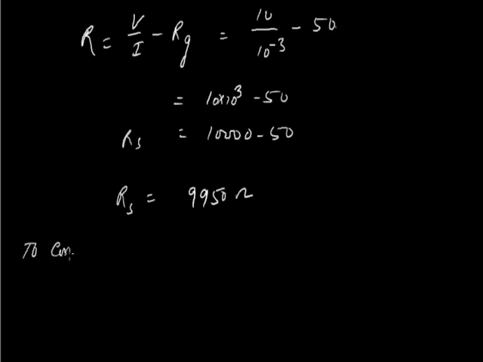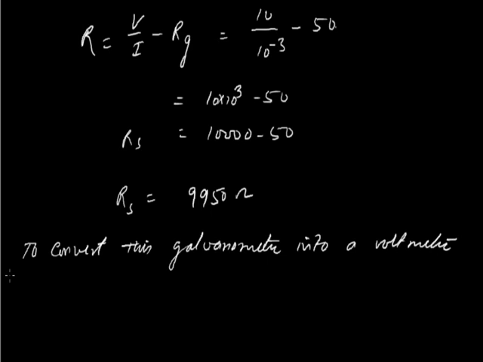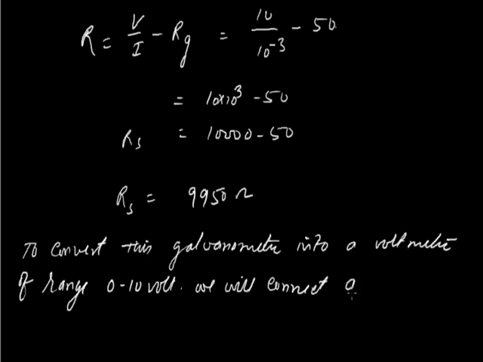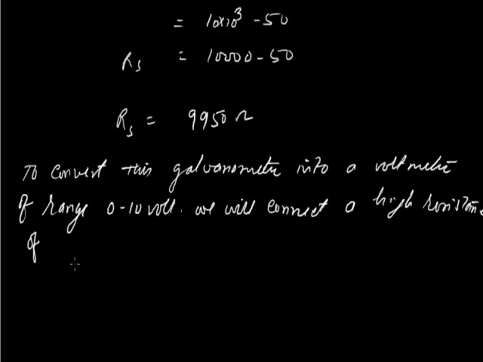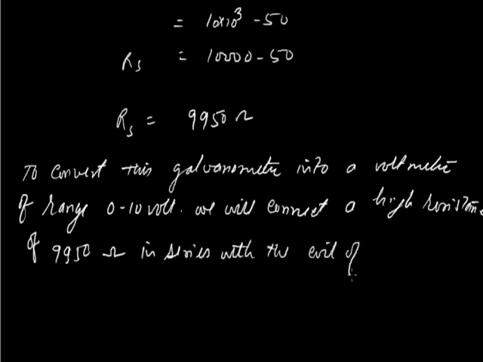To convert this galvanometer into a voltmeter of range 0 to 10 volt, we will connect a high resistance of 9950 ohm in series with the coil of the galvanometer.